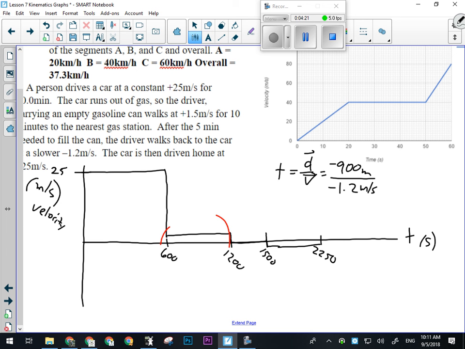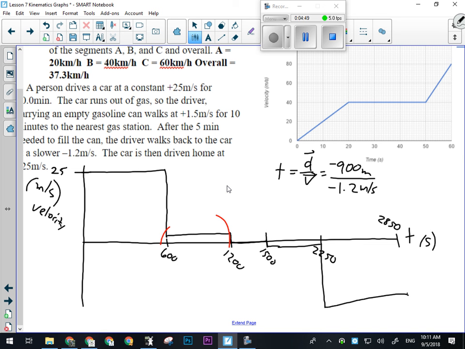Once they get back to the car, we're going to say that they instantaneously got the gas inside, got it started, and started driving home at 25 meters per second. And of course, it would take them another 600 seconds to get home. So we would be at 2850 seconds, and then they'd be back home. All right, so that's what our velocity versus time graph should look like for that question.